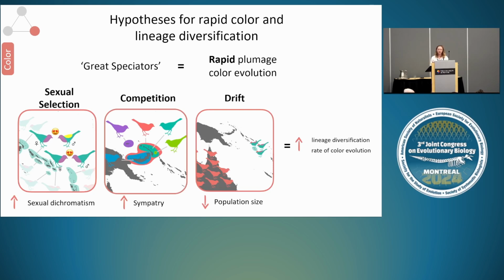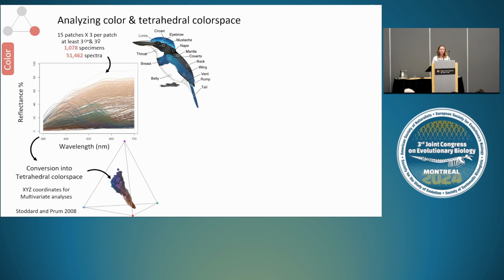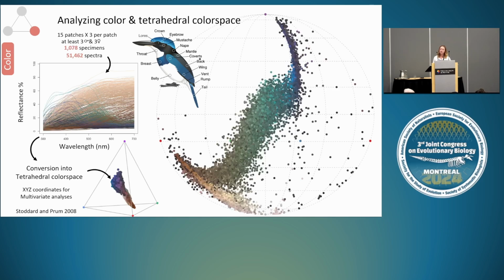Hypotheses for why color might evolve rapidly include sexual selection, measured by the degree of sexual dichromatism; competition, in which sympatry drives divergent color patterns; and neutral processes, in which drift in small populations contributes to rapid evolution of color and pattern. So to study this, we collected a large spectral reflectance data set representing all Todiramphus taxa across 15 plumage patches, and using these data, we see that the genus takes up 65% of all volume in color space.